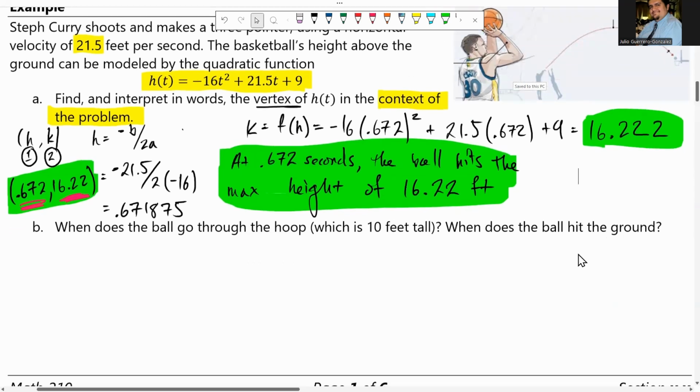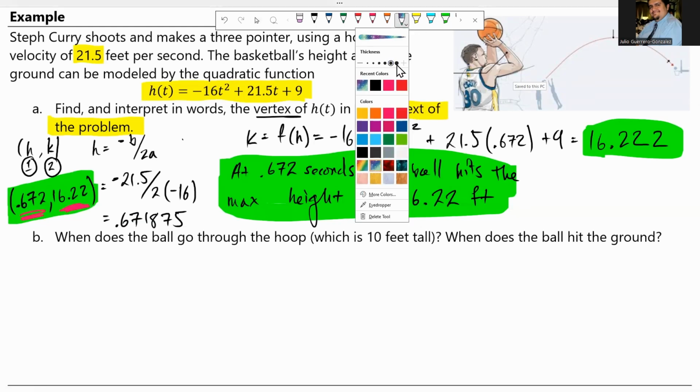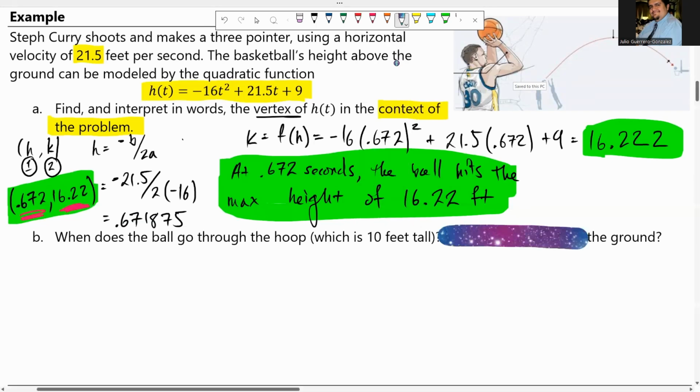All right, next question. When does the ball go through the hoop, which is 10 feet tall? And when does the ball hit the ground? If he airballs, of course. Actually, you know what? I'm going to go ahead and get rid of this one in the interest of time. I just want to do the 10 feet tall one. This is, I think, the more important bit.